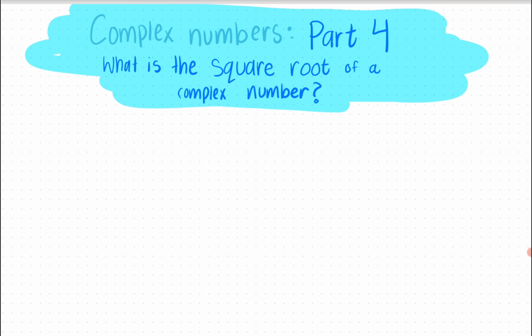You're currently in the fourth part of this complex numbers series, so if you want to start from Part 1, feel free to do so. But if you already have a grasp of complex numbers, such as what the imaginary part and the real part of a complex number are, you could skip those videos and stay on this video to see what the square root of a complex number is. So let's get started.